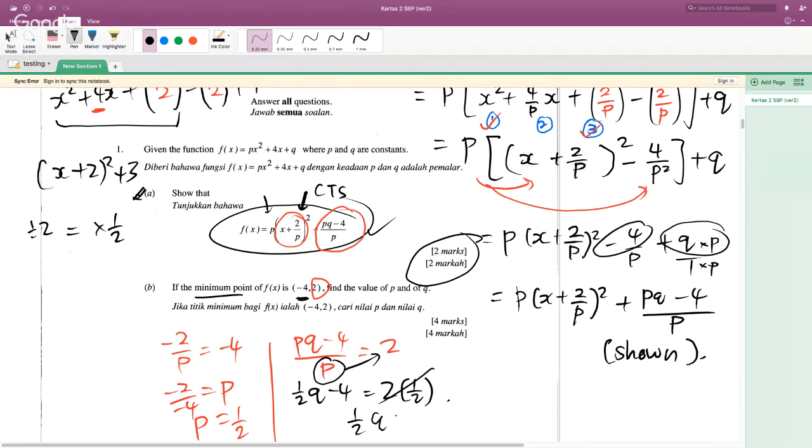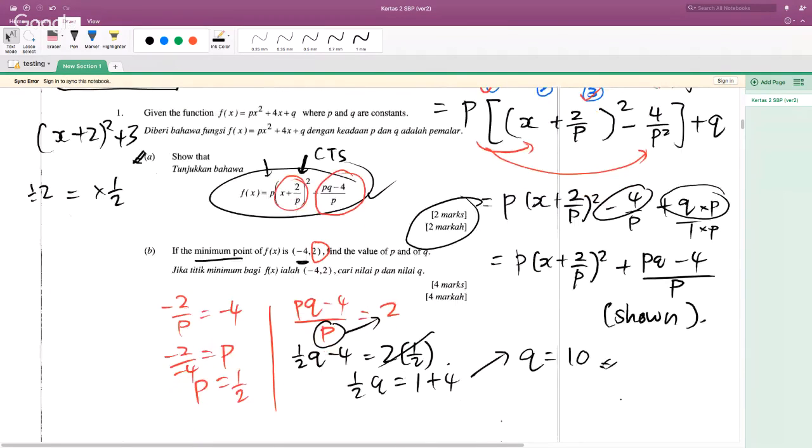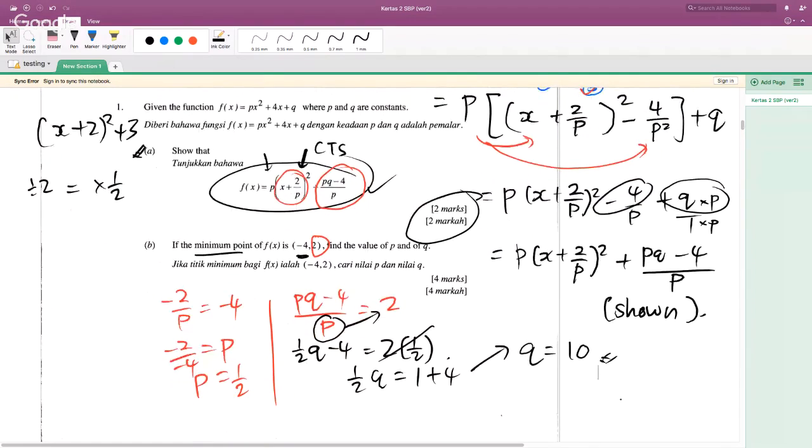So half q equals 1 plus 4, because I move the negative 4 to the other side. This is 5. Therefore, my q equals 10. Right, so now I can easily get my p and q. And this is 4 marks. The 4 marks here are basically just to make sure you understand that. Okay, is there any problem? If there's no problem, then now we move on.